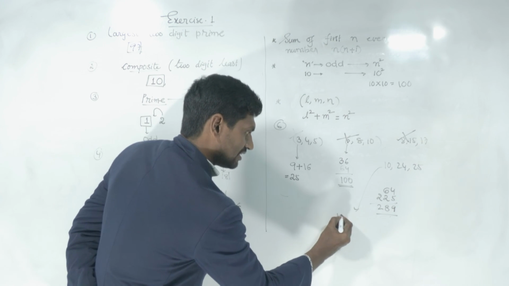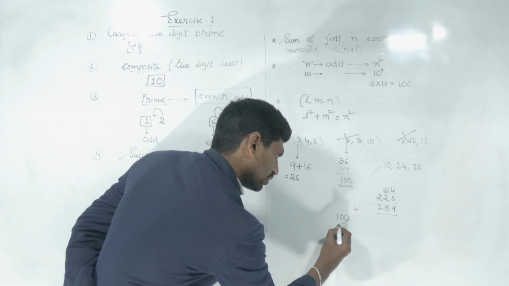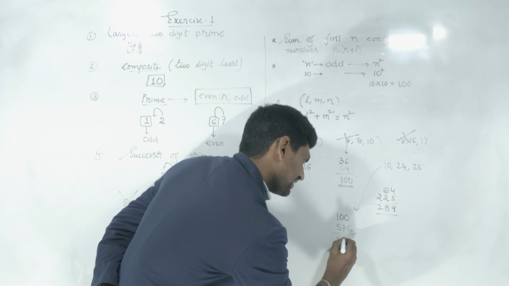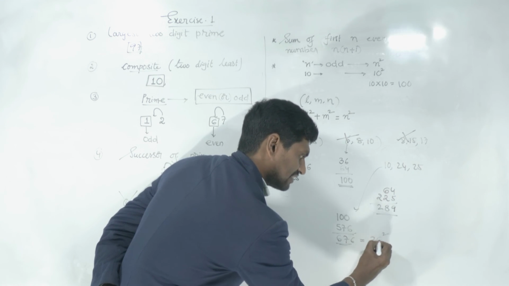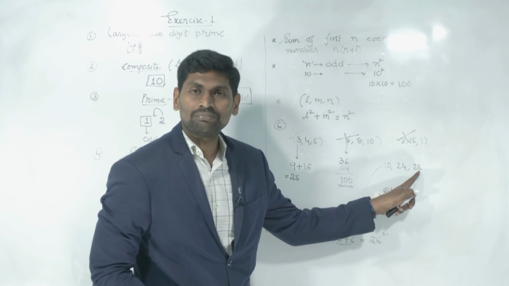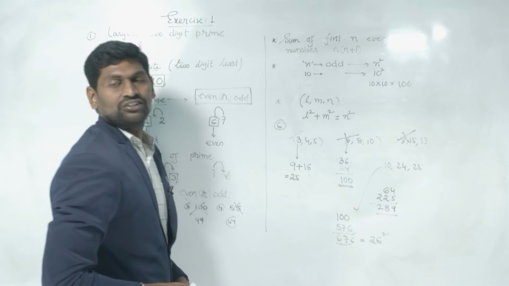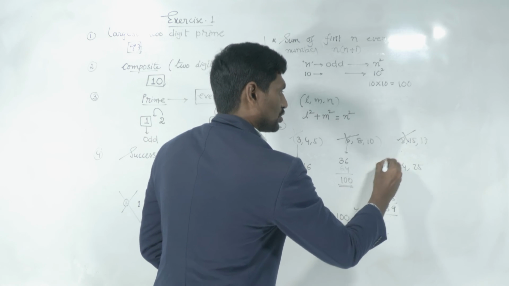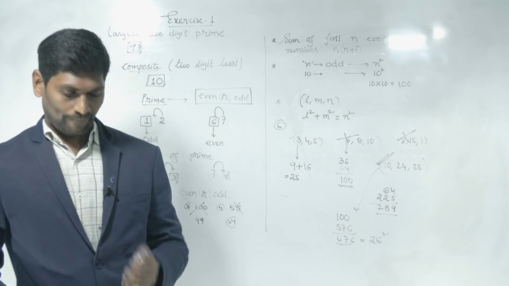Let us check the last one. 10 square is 100. 24 square, 24 24s are 576. Add both of them, 676. 676 is the square of 26. That means the last number must be 26, but here it is given as 25. So this option is not a Pythagorean triplet. Our answer is 10, 24 and 25.